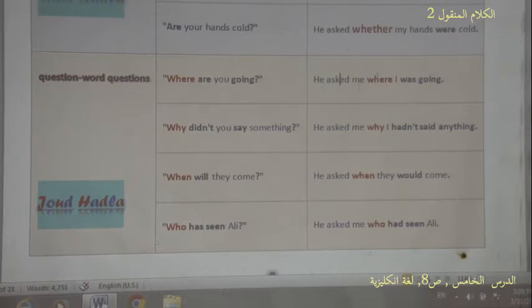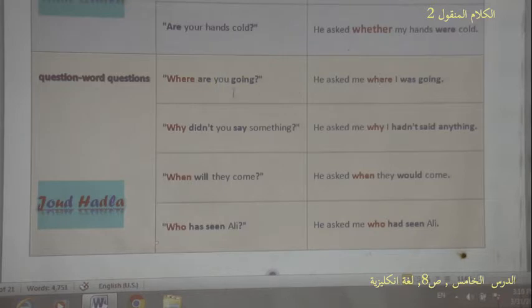So, where are you going? He asked me where. So, we don't use if or whether in this case. Why? Because we have a WH word. We only report using this word. He asked me where. Now you change the subject pronoun, and here I change you to I as I told you in the chart in the first part. So, he asked me where I.